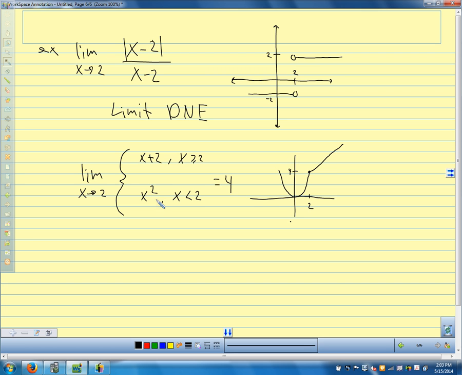We don't care what it is when x equals 2, but when it gets close to 2. When x is very, very close to 2 here, x squared is very, very close to 4. So that's all we care about.